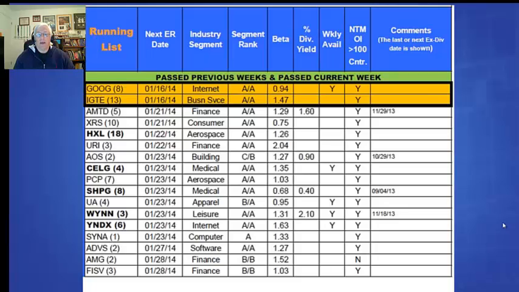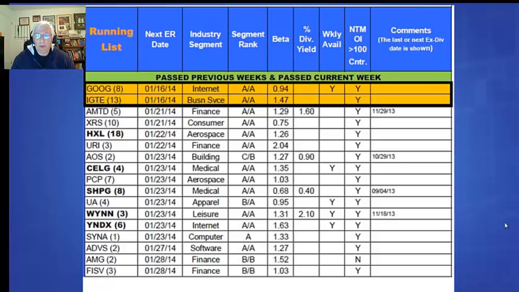To the right of that, we named the industry. We don't want to have too many stocks in the same industry because diversification is very important to us. And to the right of that is the actual rank of the industry. Where you see two letters, the one to the left is the current week rank, and the one to the right is last week's rank, if that stock was in fact on our running list the previous week.